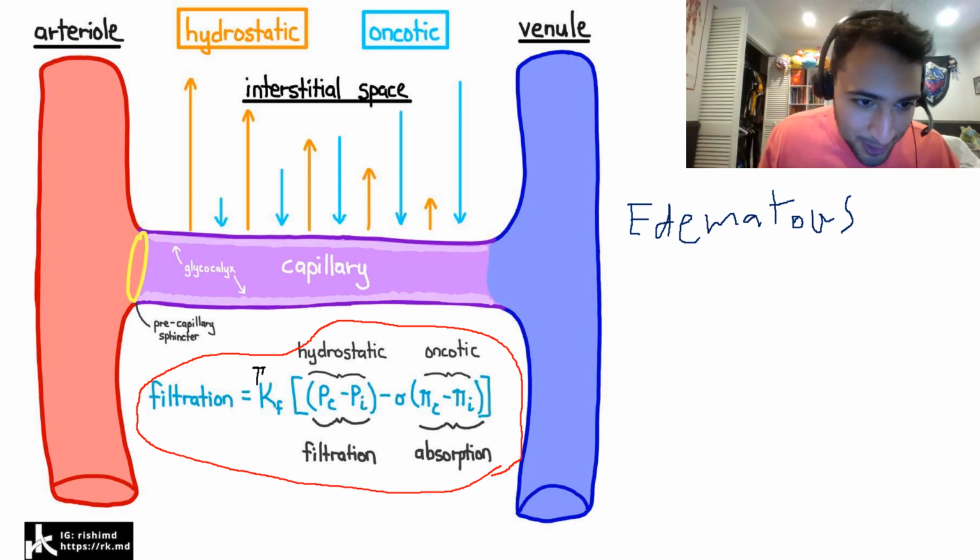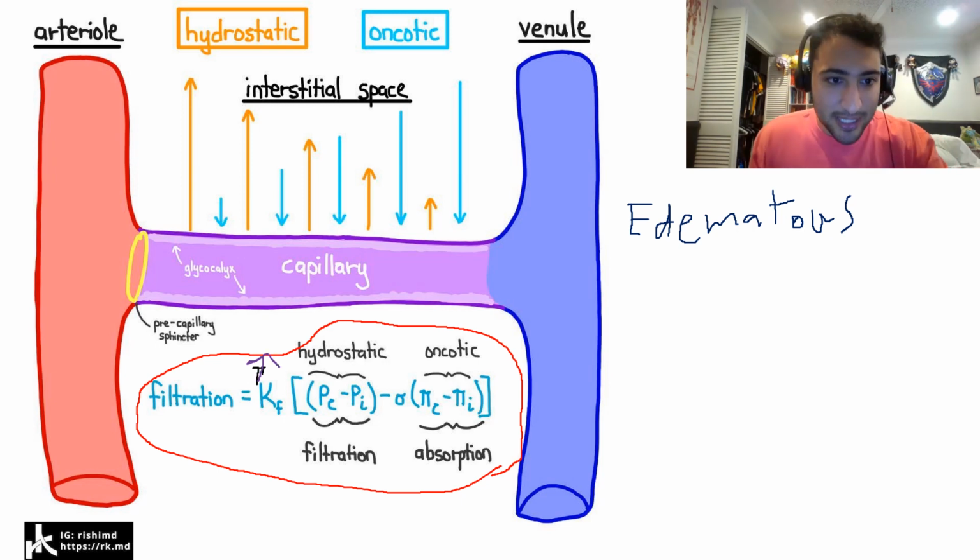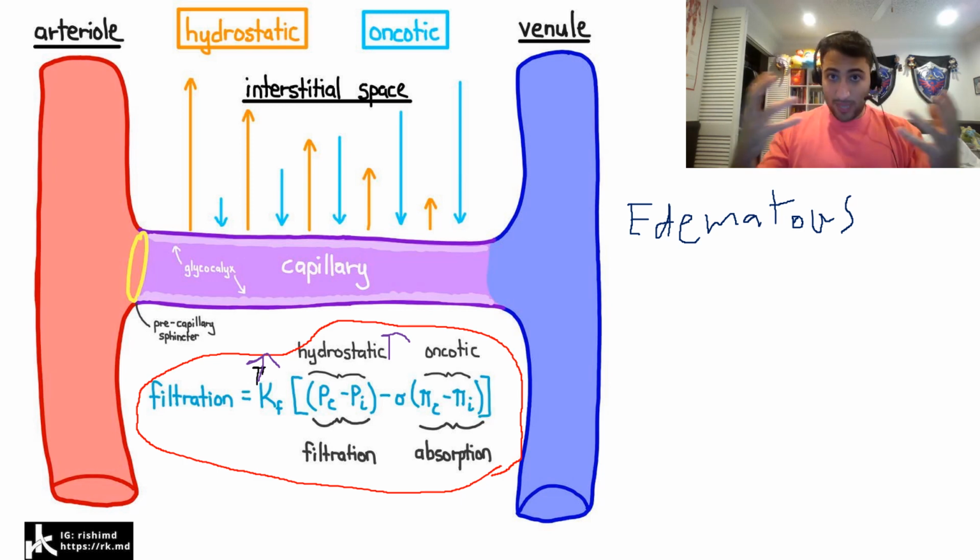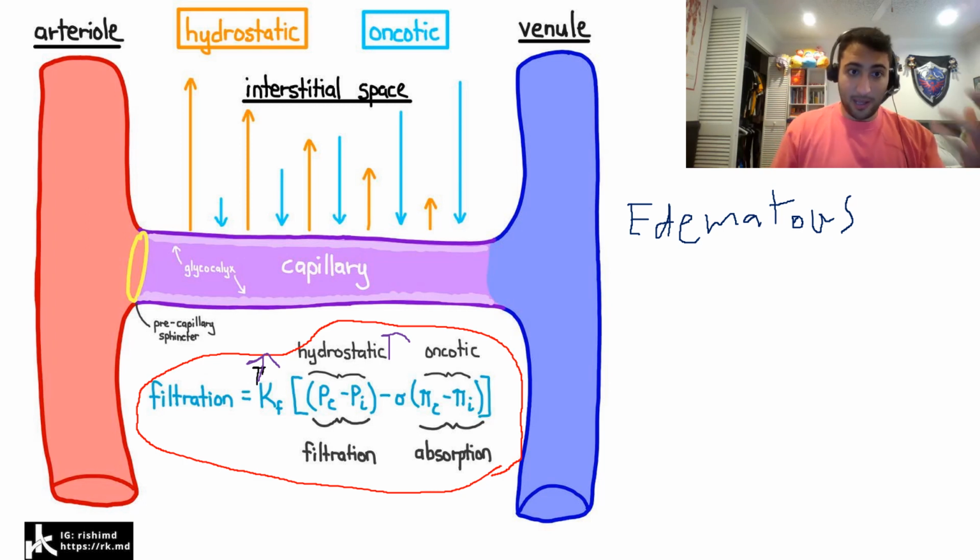So that is when KF is going to increase. Let's look at the hydrostatic pressure. When would hydrostatic pressure increase? Well, when fluid builds up, when things start backing up, like in congestive heart disease, etc., you get an increased hydrostatic pressure because of a lot of fluid.